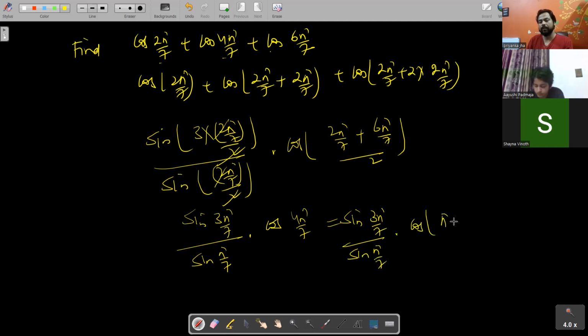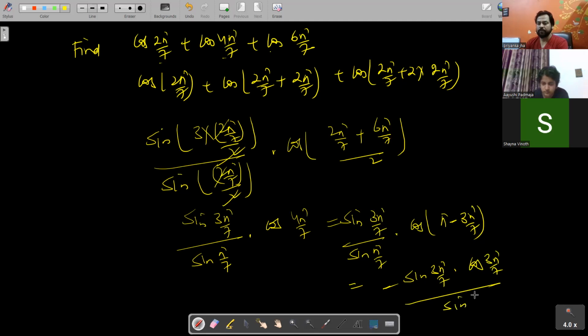Cos 4 pi by 7 you can write as cos of pi minus 3 pi by 7. And now sine 3 pi by 7 times cos of pi minus theta, which can be written as minus cos theta, so minus cos 3 pi by 7 upon sine pi by 7.